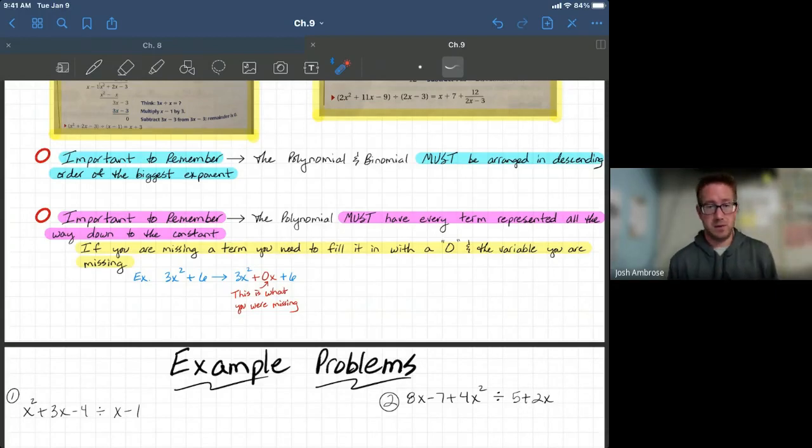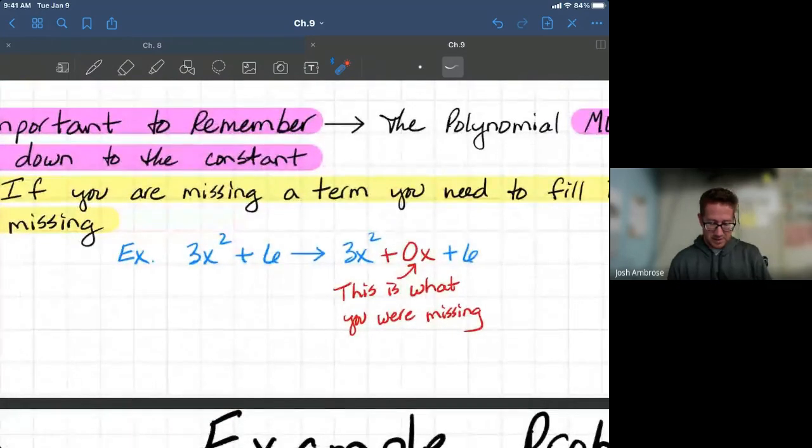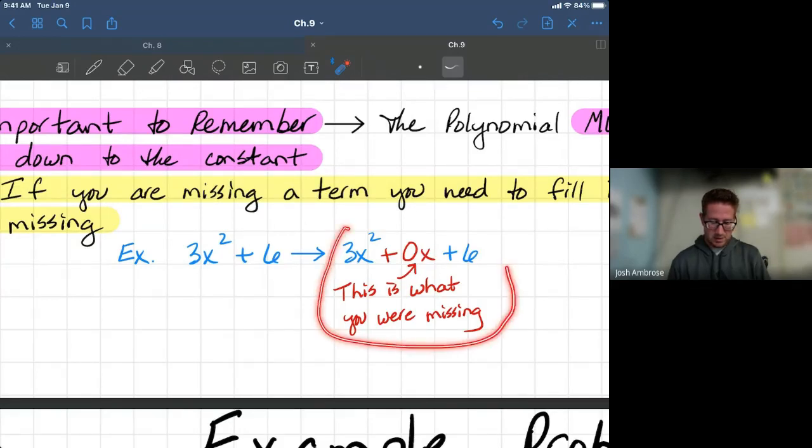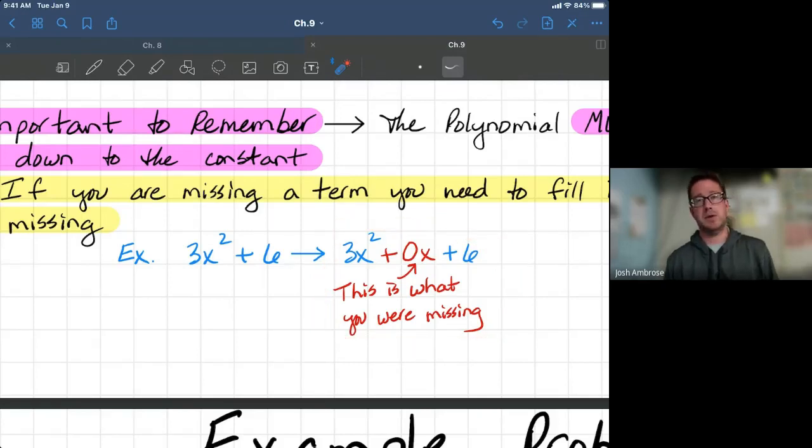Then the next thing important to remember, you must have every term represented. So what do I mean by that? Let's zoom in and see. If this is what they're giving you for the polynomial, you'll notice you're missing something. Right here, what I've written in red, take a look at this right here. You were missing a middle term with the x variable.